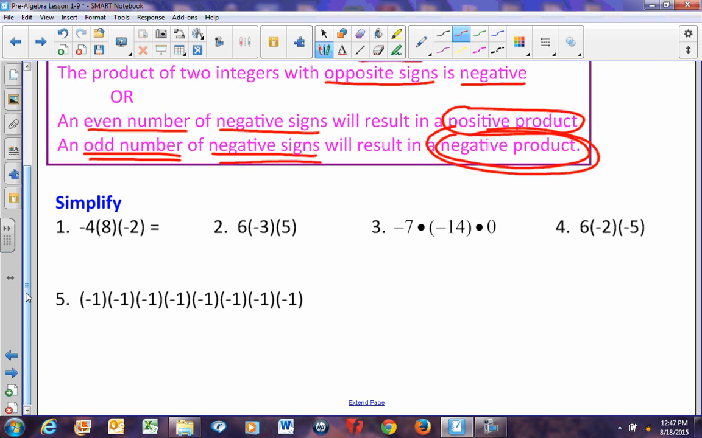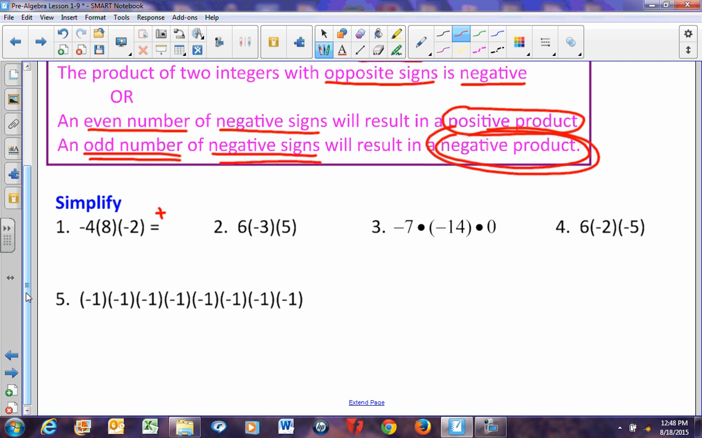Let's take a look at some examples. We're going to simplify these. -4 times 8 times -2. I have 2 negative signs. That's an even number of negative signs, so I automatically know that my answer is going to be positive. I'm going to do that before I even start thinking about the multiplication part. I always do that first. Look at my problem, count my negative signs. Is my answer negative or positive? Write that down so I don't forget to do it.